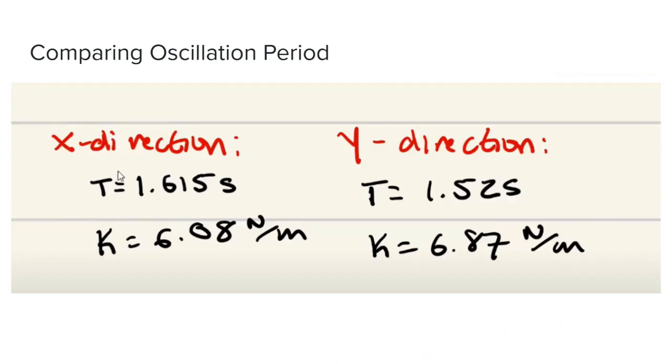So here we compared the oscillation periods. In the x direction, it was 1.615 seconds, and in the y direction it was 1.52 seconds. And our K value was 6.08 Newtons per meter, and our K value for the y direction was 6.87 Newtons per meter.